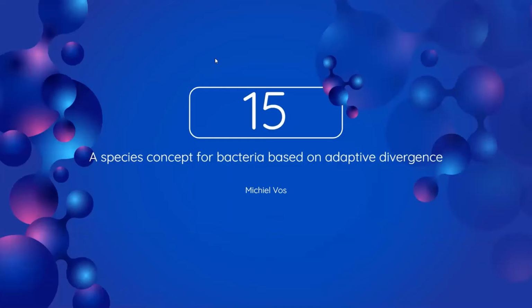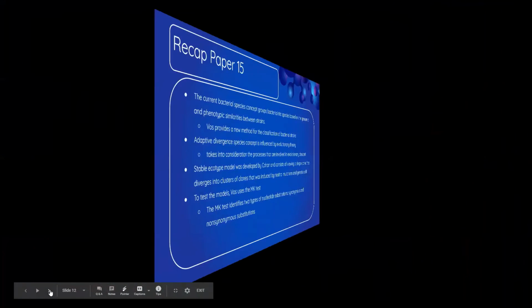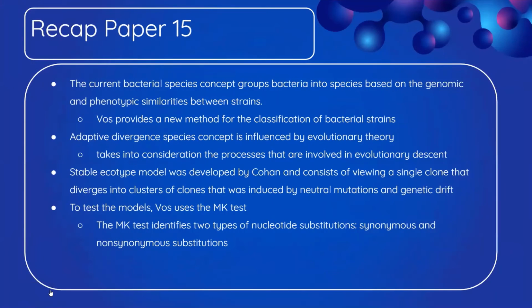For our second paper, we picked Article 15, which speaks about a species concept for bacteria based on adaptive divergence. To begin, paper 15, Voss states that the current bacterial species concept groups bacteria into species based on the genomic and phenotypic similarities between strains, which does not take evolutionary theory into account, which is where Voss's new approach to the classification of bacterial strains is expanded on.